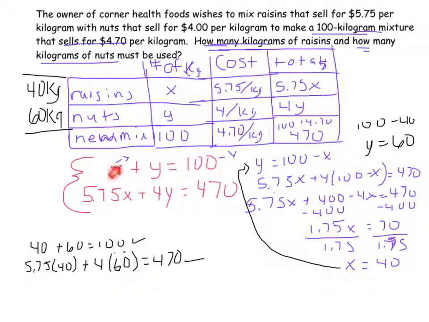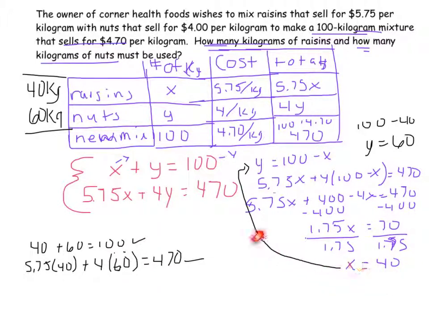I used substitution again, so I subtracted X to get Y equals 100 minus X. I plugged this expression in for this Y right here, did the distributive property, combined like terms, used the inverse operations to solve, and I came up with X was 40.